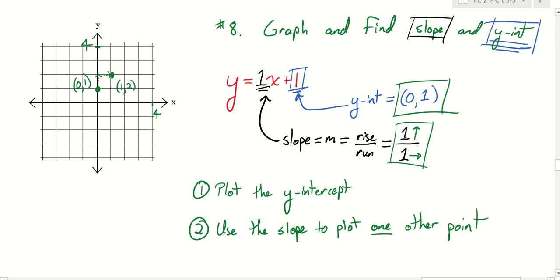But just so you know, you could keep using the slope to plot more points. If the slope is 1 over 1, then again, we could go up by 1 and to the right by 1 to plot some other point. And then up by 1 and then to the right by 1 to plot some other point, and so on and so forth.